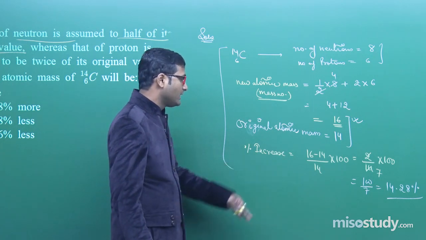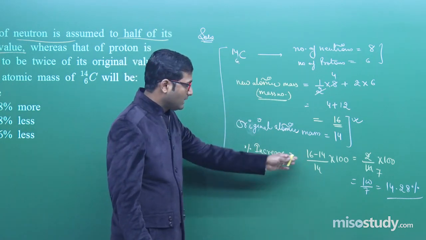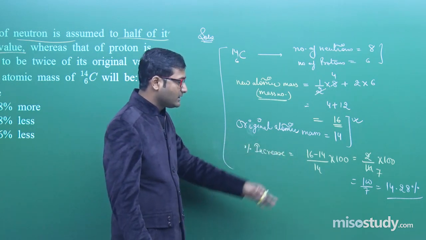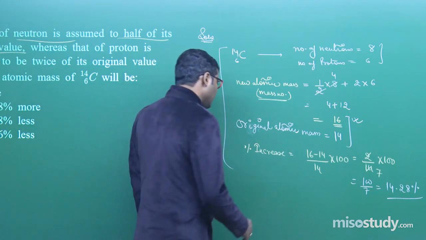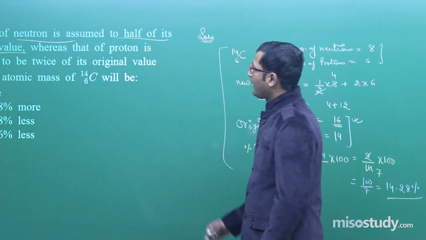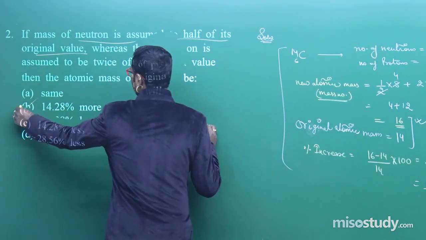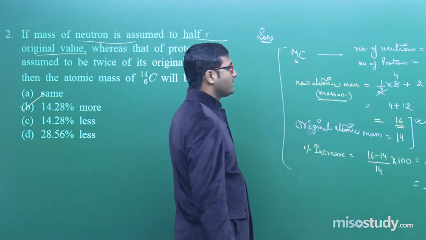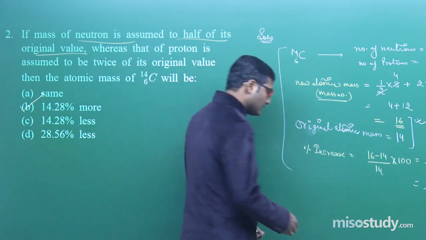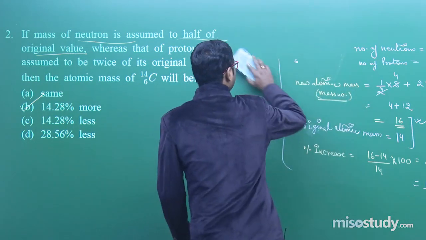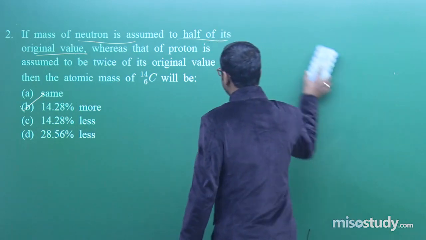So we will write here, in this case, the new atomic mass is equal to 16 and the original atomic mass is equal to 14. Now what is the percentage increment? 16 minus 14 divided by 14 multiplied by 100. So the new atomic mass will be option B, 14.28% more. Clear? Yes sir. Now I am going to rub this solution and move to the next question.